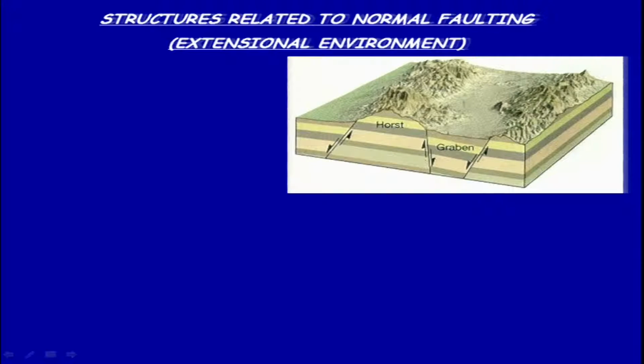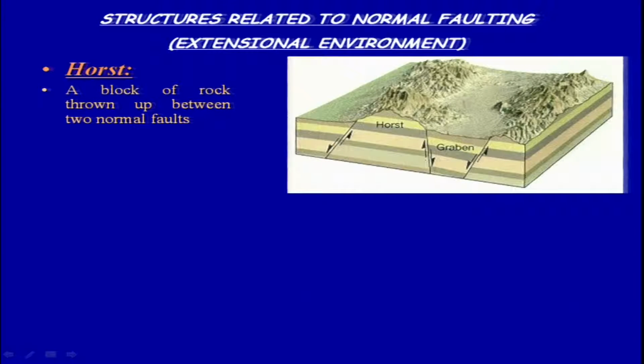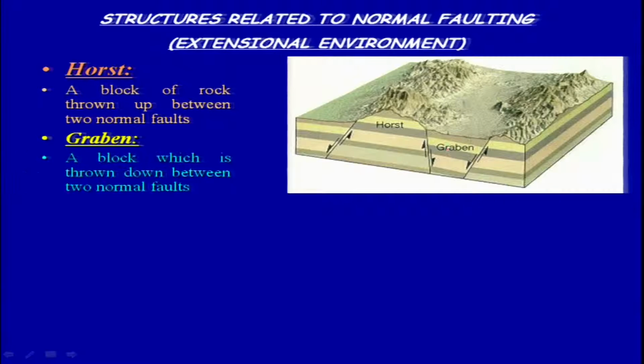So the topography you will see something like that. So horst, a block, because if you take it in a strict sense, then you find that this block has moved up, okay, with respect to the graben here, or the block which is sitting adjacent to it. So horst is the block of rock thrown up between two normal faults. Okay. Graben is termed as a block which is thrown down between the two normal faults.